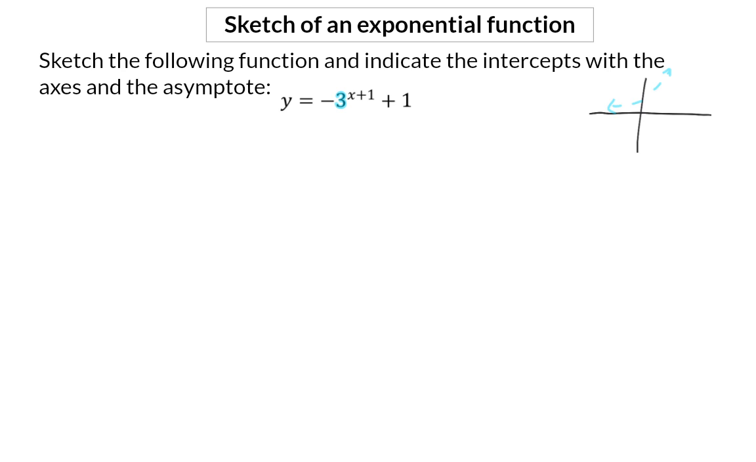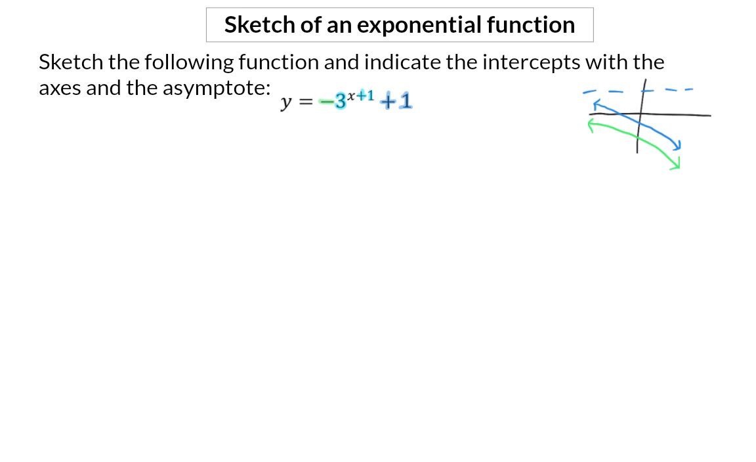Next, I look at the p value, which is a plus 1, and this tells me that the whole function moves 1 unit to the left. Next, I look at the sign of the a value, and in this case that is negative, and this indicates that the whole function will now reflect around the x-axis. And finally, the plus 1 at the end indicates that this whole graph is now translated up 1 unit and has a horizontal asymptote at y is equal to 1.